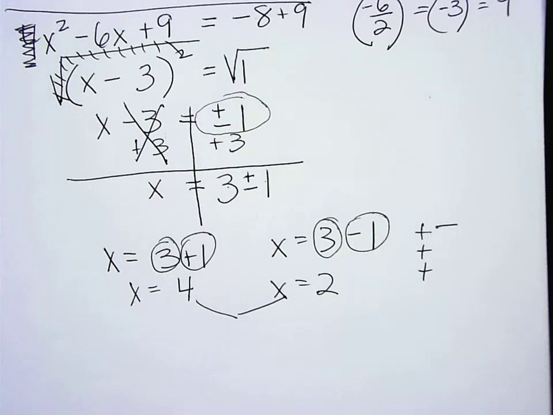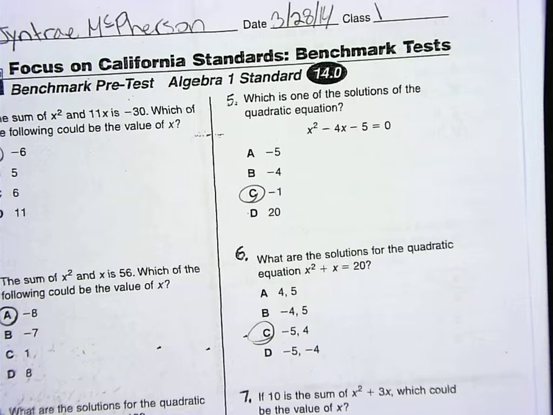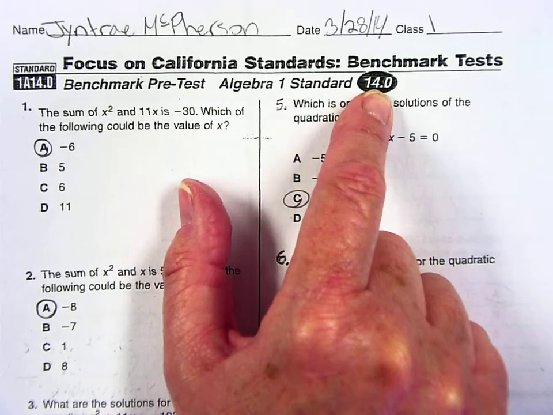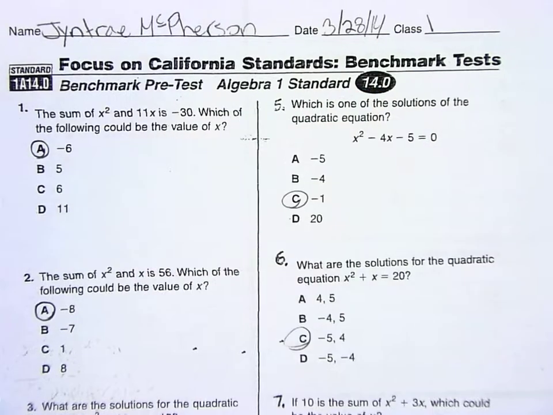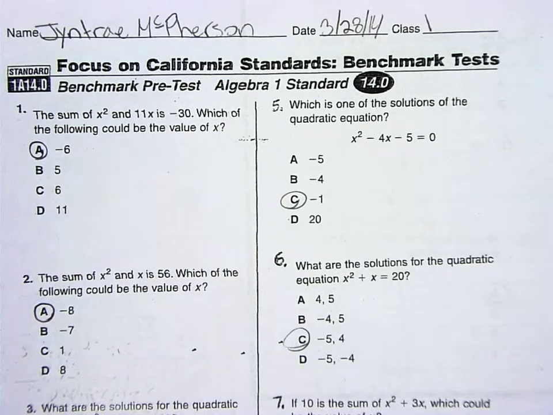All right, so we are going to look right now at the test. We did a benchmark pretest Algebra 1 for 14.0, and this was factoring only. It looks like this. Okay, so we're going to start with number 1. Thank you, Gentry, for letting me use your test.